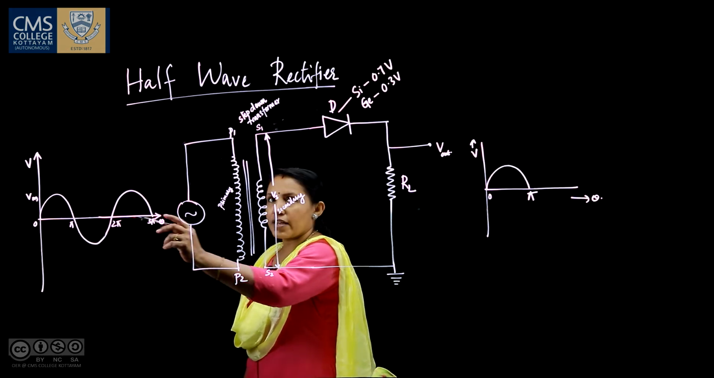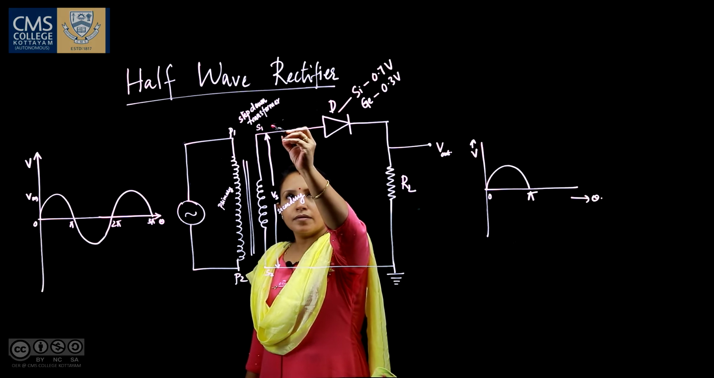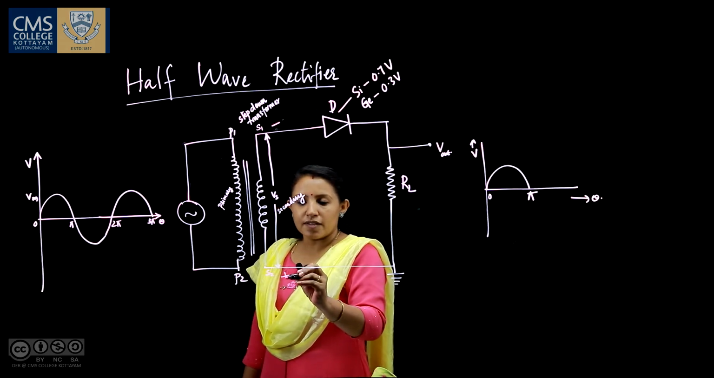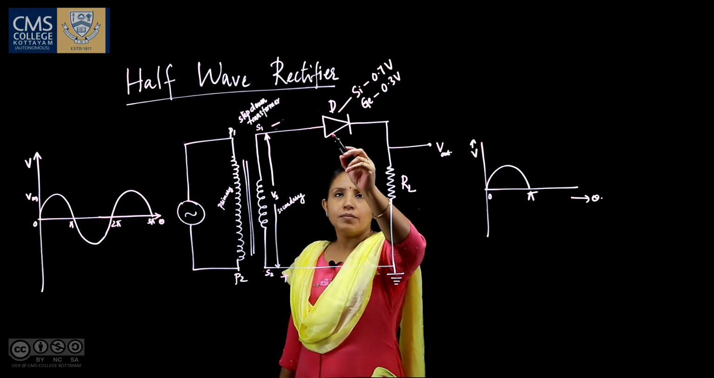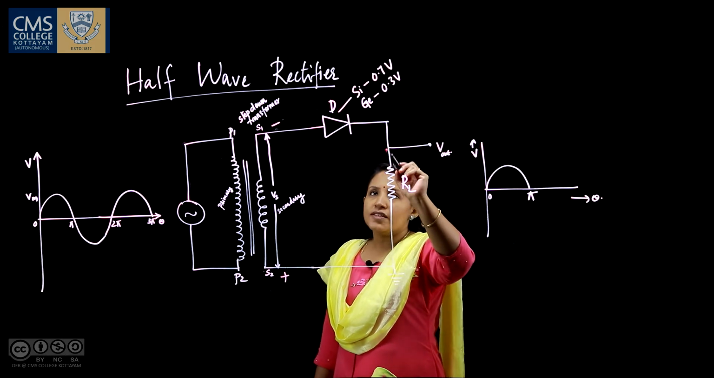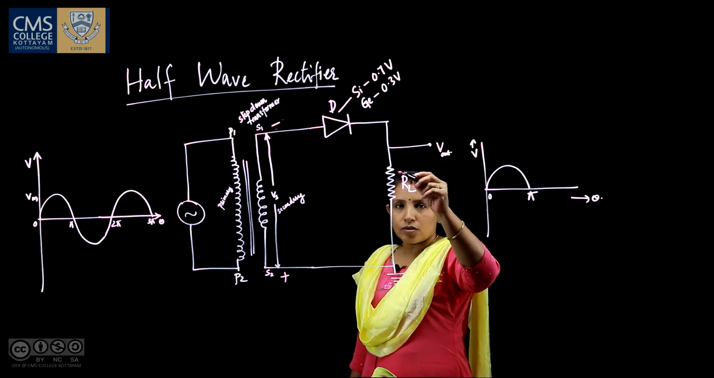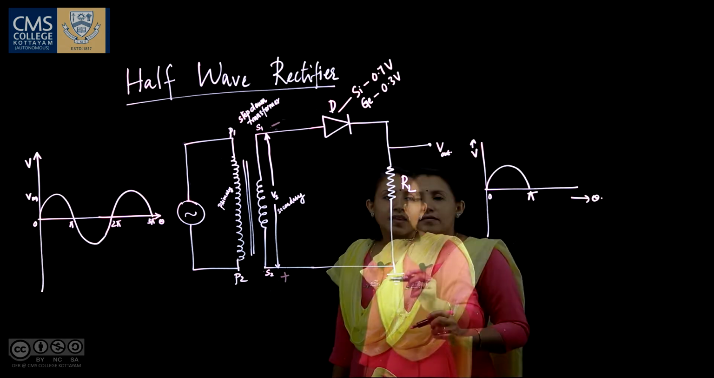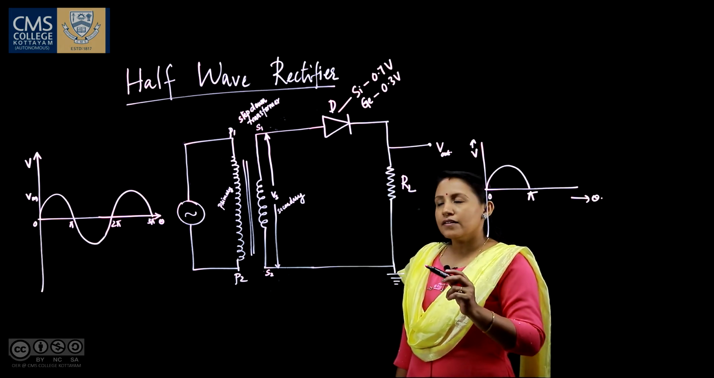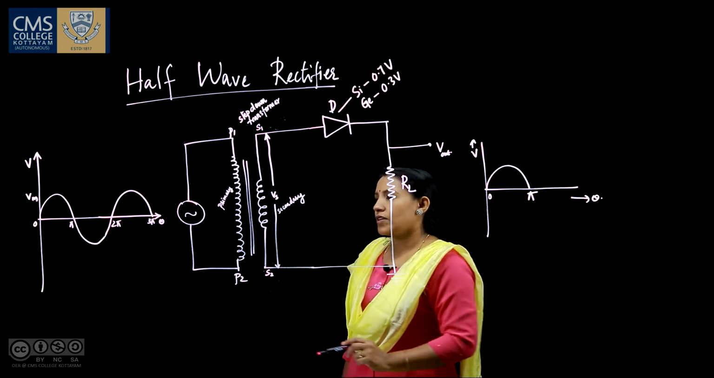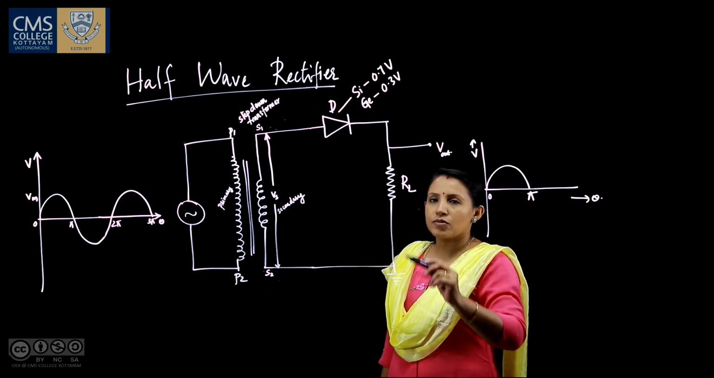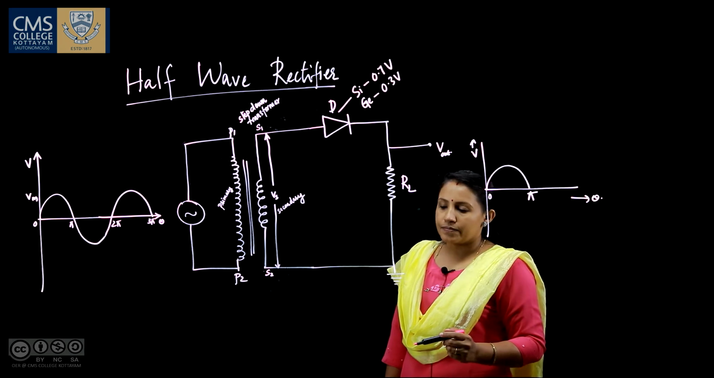During the negative half cycle, S1 will be negative with respect to S2, and the diode will be reverse biased, and therefore it does not conduct. Therefore, there is no current across the load resistance RL. The net result is that only the positive half cycles of the alternating voltage appear across the load resistance RL.